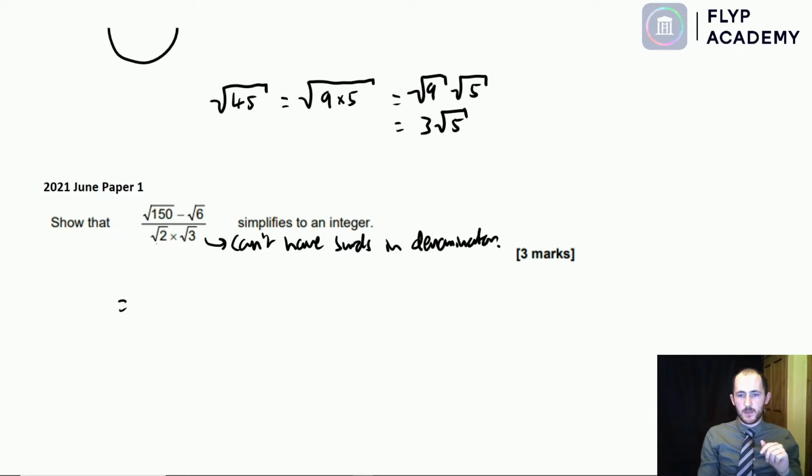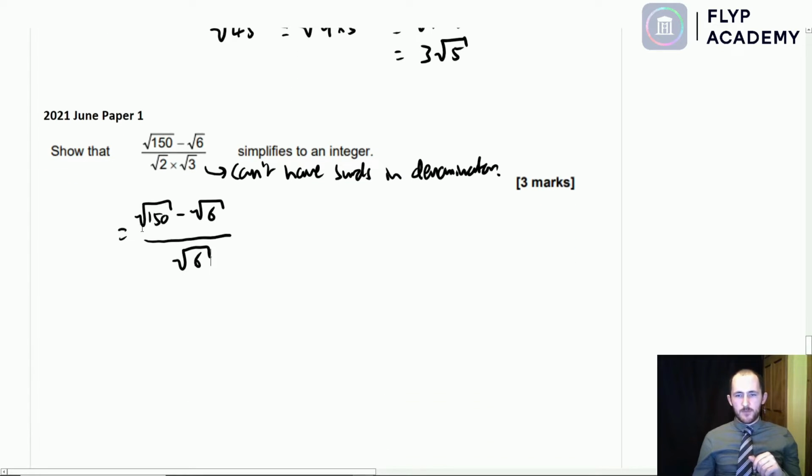Well, the first thing I want to do is, I'll leave the 150, that's fine. And it says show that it simplifies to an integer, so a whole number. So I do root 2 times root 3. Timesing 2 surds is nice and easy, you just get root 6. Pretty good. Now, this root 150, I probably want to get rid of that first, or at least simplify it. So what I can do is find a square number. Look at 150, that's divisible by 25, so I'll make that root 25.